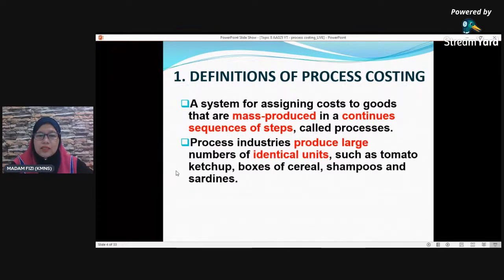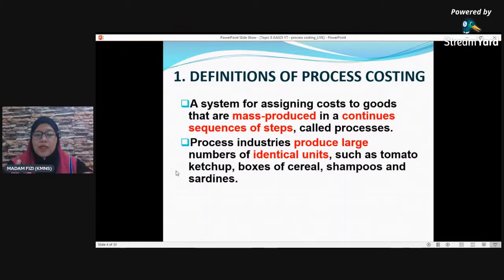Okay, process industries produce large numbers of identical units such as tomato ketchup, boxes of cereal, shampoos and sardines. Maksudnya contoh dia, industri yang buat process costing ni, dia mengeluarkan produk yang banyak dan besar of identical unit. Okay, apa maksud identical unit? Maksudnya unit tu kelihatan sama je semua. Dia tidak pelbagai macam job order costing.